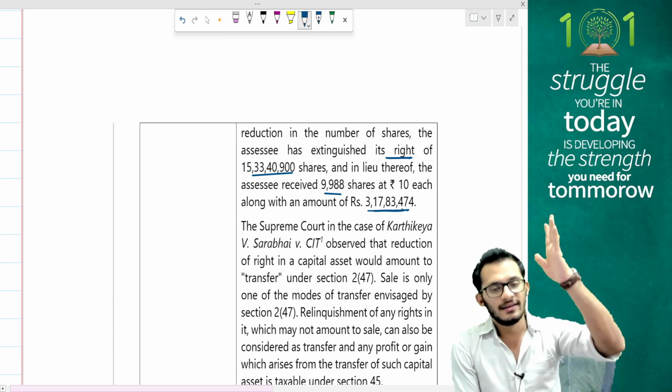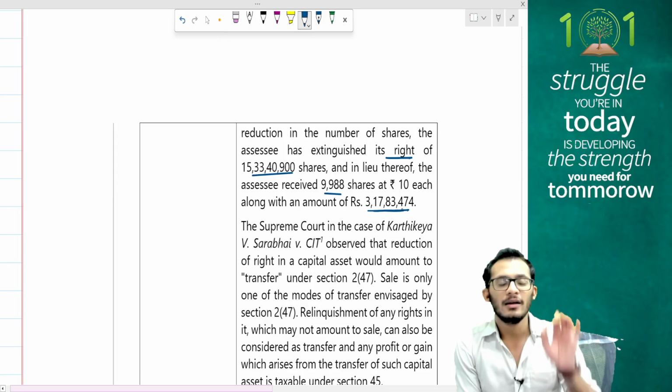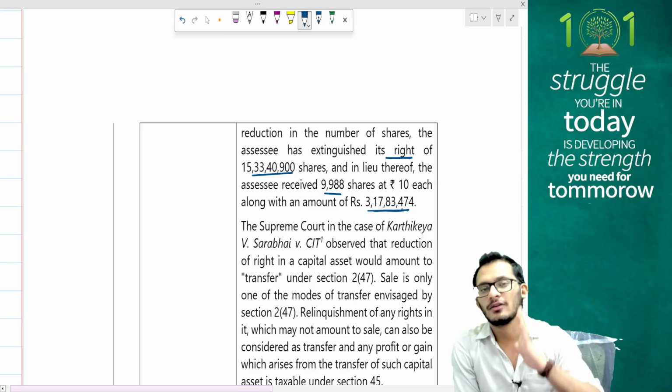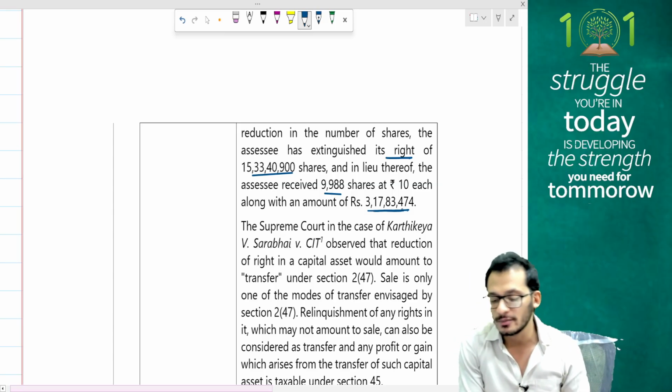Yes, so they are saying, yes, I understand that there is no change in face value and all, but at the end of the day, if you notice, I have lost 15 crores worth of shares and in return got 10,000 worth of shares. So there looks like an extinguishment of rights.